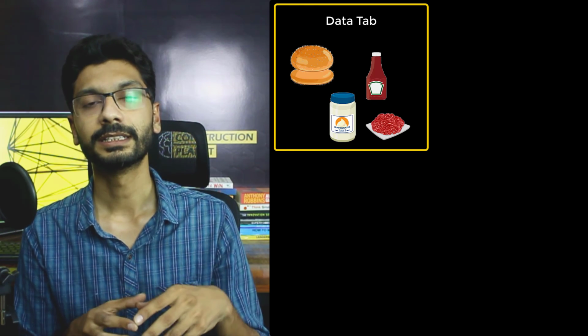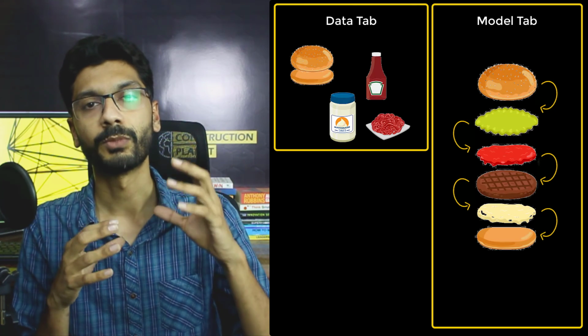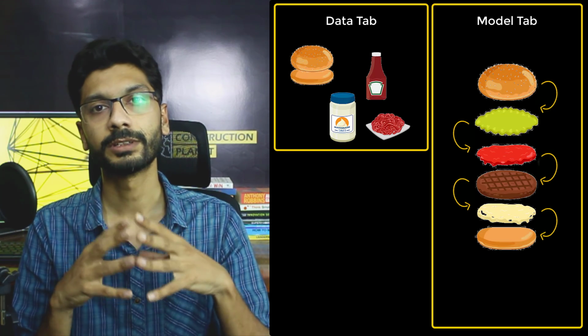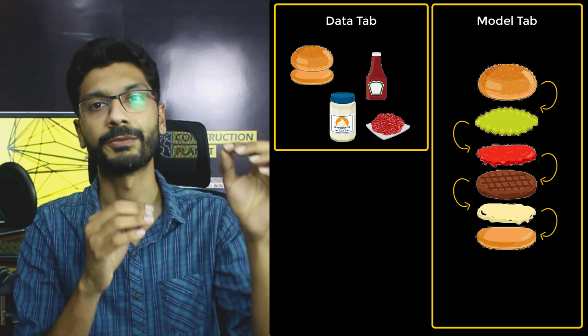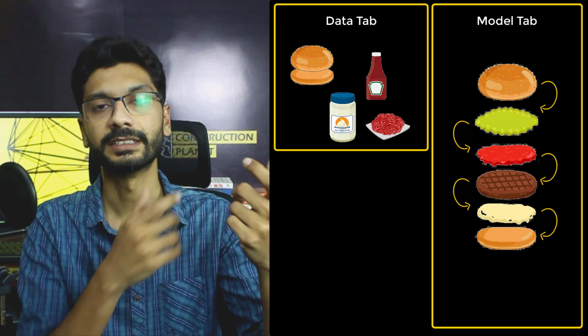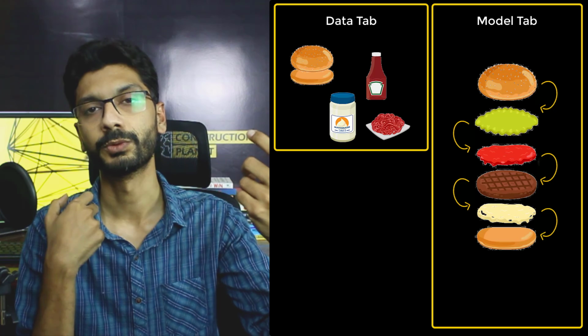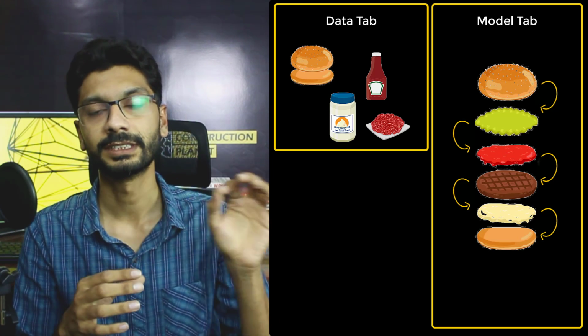Now, in the second step of the burger making process, you visualize in your head what the assembled burger will look like. So in the model tab, you will work on creating linkages between different ingredients of your data. Like one field is related to another field in an Excel sheet, or one data query is related to another data query. This is the modeling tab where you will perform all these linkages.